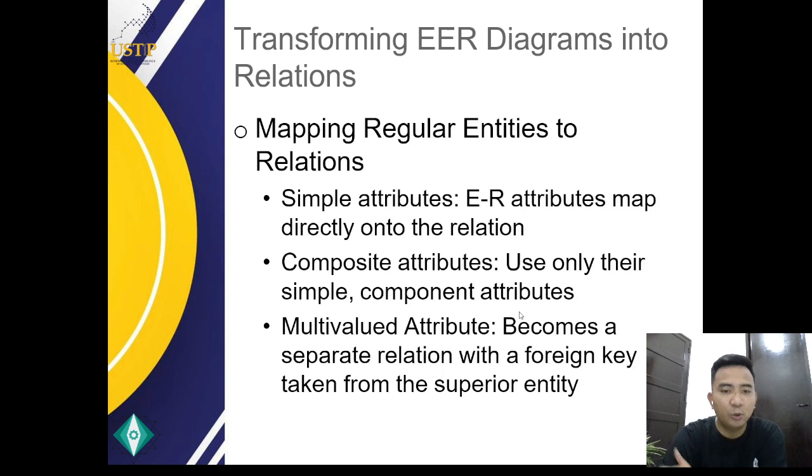These use only their simple component attributes. Okay, so example is if an entity name address has a composite attribute like street address consisting of street name, street number, and city, then the relation address will have columns street name, street number, and city. So those are the composite.